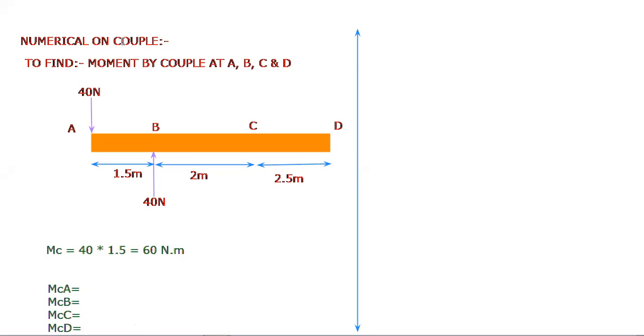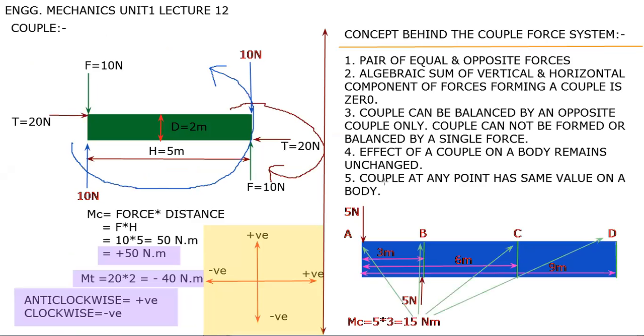Now all these four things will have the same value. Remember this thing. All these four things will have the same value, and that value will be equal to 60 Newton meter. That we have to prove. This means characteristic number 5, that a couple at any point has the same value, we have to prove here.